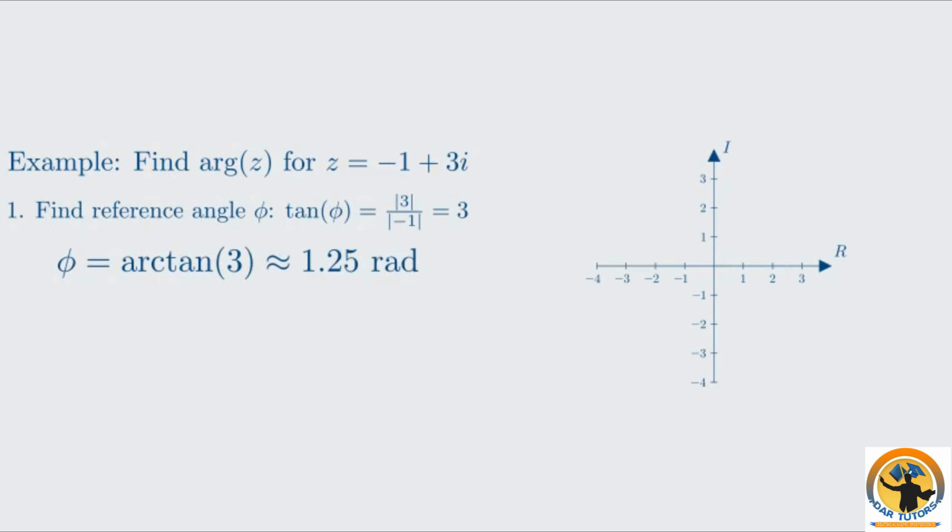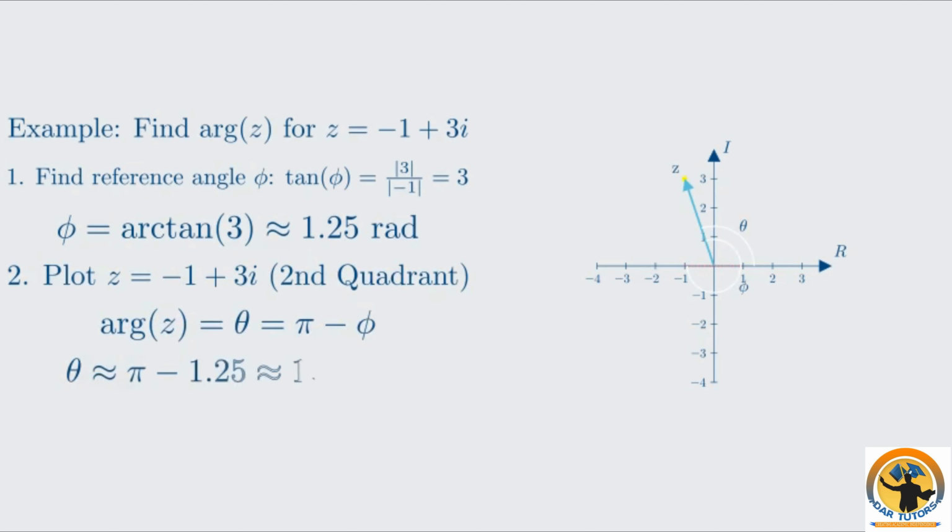First, we find the reference angle, phi, using the absolute values of the real and imaginary parts. Tan phi equals 3, so phi is approximately 1.25 radians. Next, we plot the number. Negative 1 plus 3i is in the second quadrant. The principal argument, theta, is pi minus the reference angle phi. So the argument is approximately pi minus 1.25, which is about 1.89 radians. Always remember to plot the complex number first to determine the correct quadrant and adjust the angle accordingly.